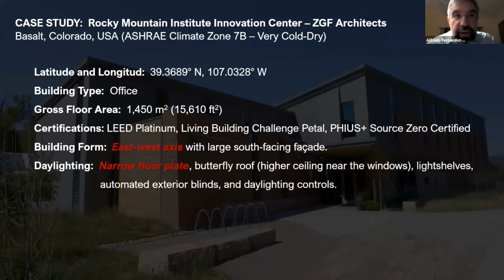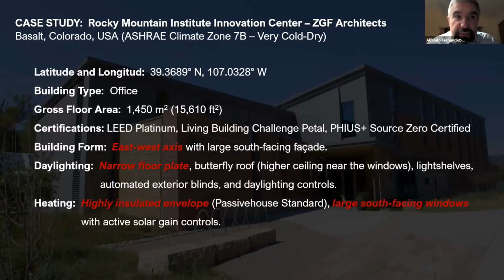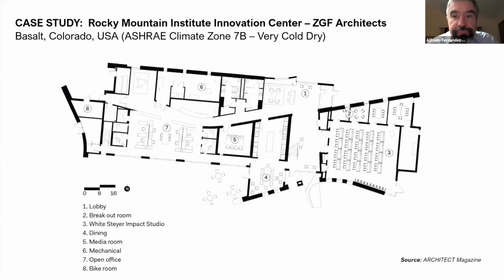The recommendation we just made: it has a very narrow floor plate, a butterfly roof with a higher ceiling near the windows to maximize daylight penetration, and obviously a highly insulated envelope following Passive House standards, and large south-facing windows to provide passive solar heating with active solar gain controls. Here you see the elongated plan along the east-west axis, and a window-to-wall ratio of 52% on the south versus 18% on the north.